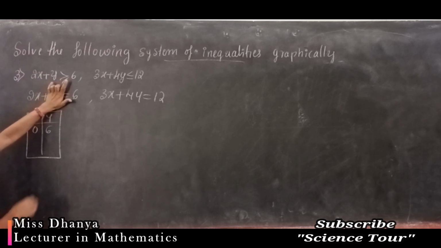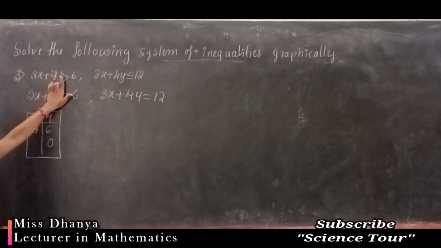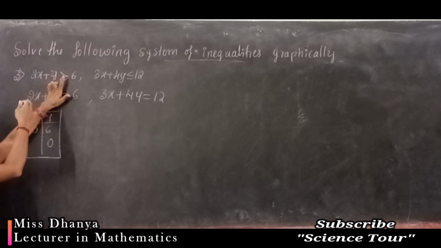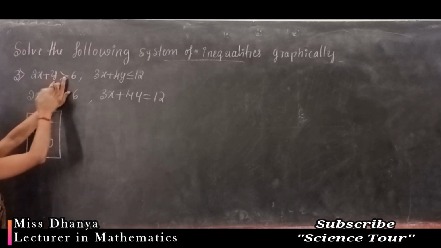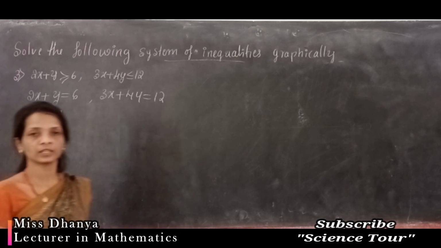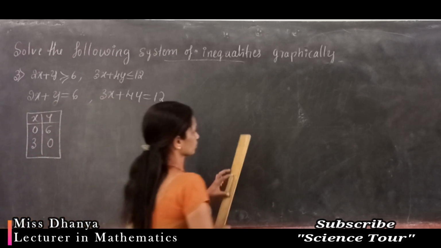And now I will take y is equal to 0. If y is 0, this term will vanish. You will get 2x equal to 6. That gives you x equal to 6 by 2. Imagine those steps mentally. So x equal to 6 by 2, that is 3. Okay, we mark these 2 points in the Cartesian plane.